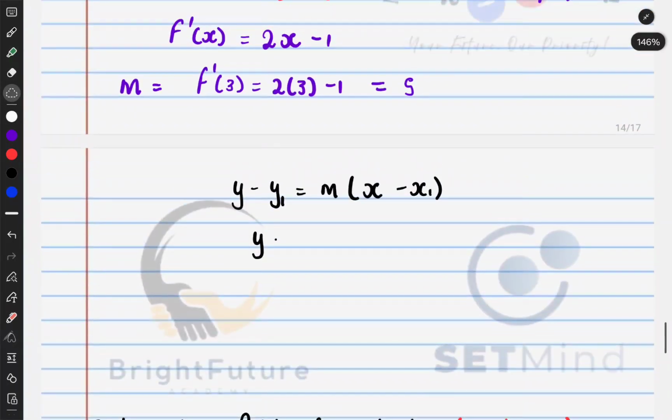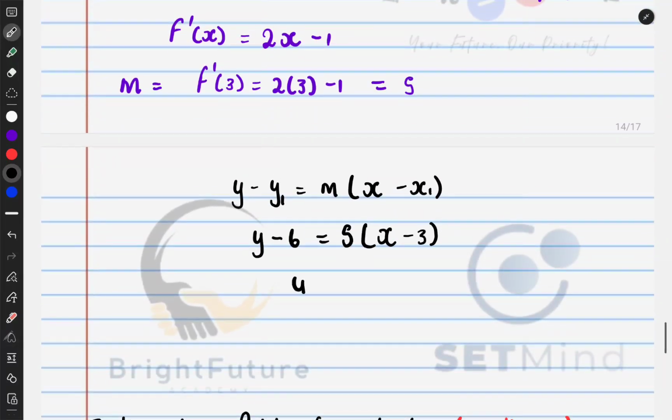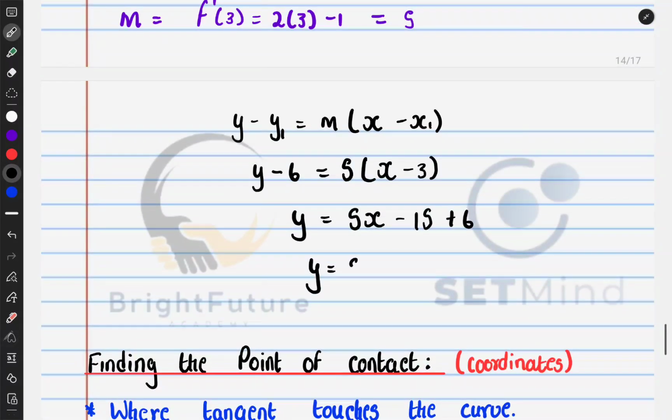Okay, we're saying y minus y1, which is 6, is equal to the gradient, which is 5, times x minus 3. Therefore y is equal to 5x minus 15 plus 6. Therefore y is equal to 5x minus 9. And there you have the equation of a tangent.